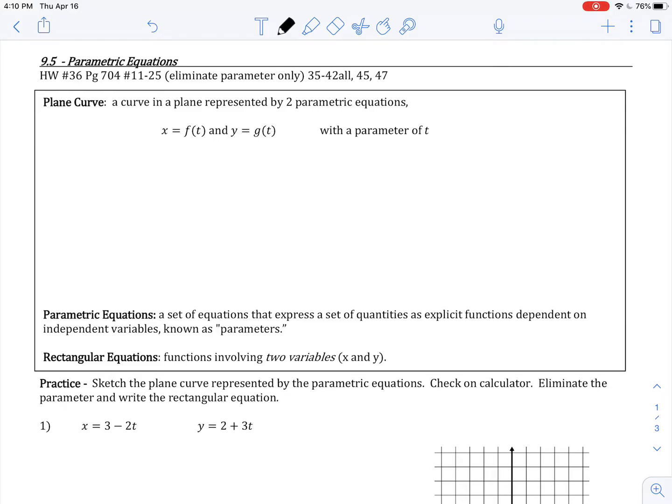So up until now, we have worked primarily with graphs of rectangular equations, or functions that involve two variables, x and y, specifically y being a function of x, although we have worked the other way around. So let me give a quick example of something like that. So suppose I had a projectile, and that projectile has a parabolic shape, or parabolic path.